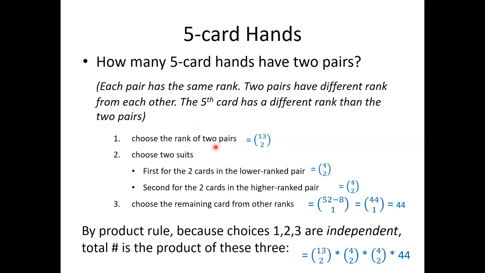And you'll have an issue when you do an unordered set, or an ordered one. If you choose these two in an ordered way, and you interpret this choice as the suit of the first of these ordered ones, and these as the suit of the second of the ordered ones.